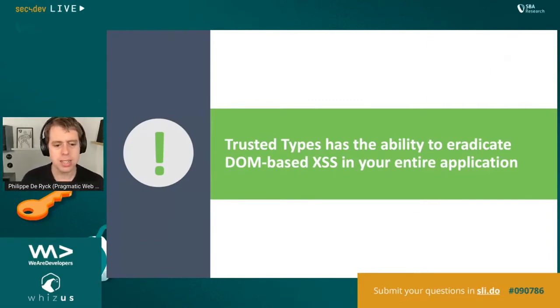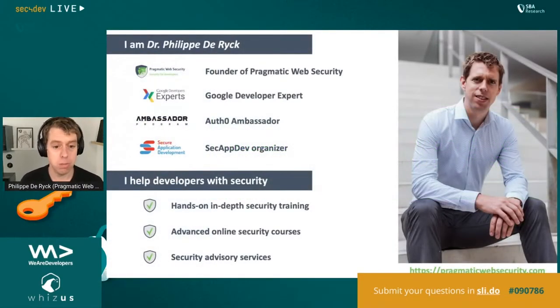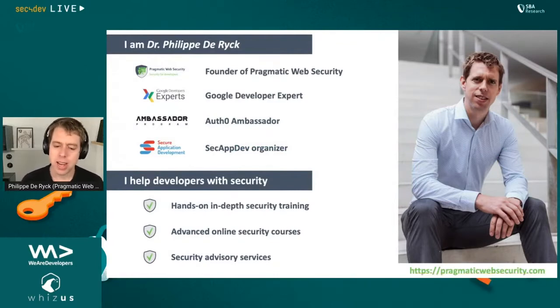All right, before we do that, a small word about myself. I'm Philippe Ryck from Belgium, and I'm a security expert doing mainly training and consulting on specific security problems, preferably complex security problems, front-end security, API security, OAuth, OpenID Connect, things like that. I run my own company called Pragmatic Web Security, through which I organize trainings, courses, and consulting. I'm also a Google developer expert and an Auth0 ambassador, which are recognitions for the work I've been doing in the community, presentations like this one, resources, articles, blog posts, and things like that.